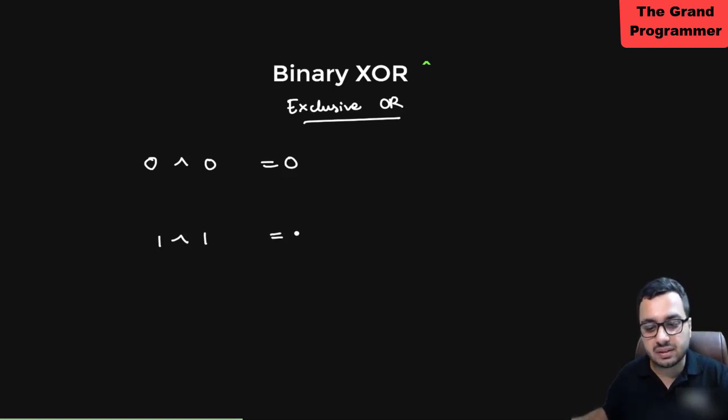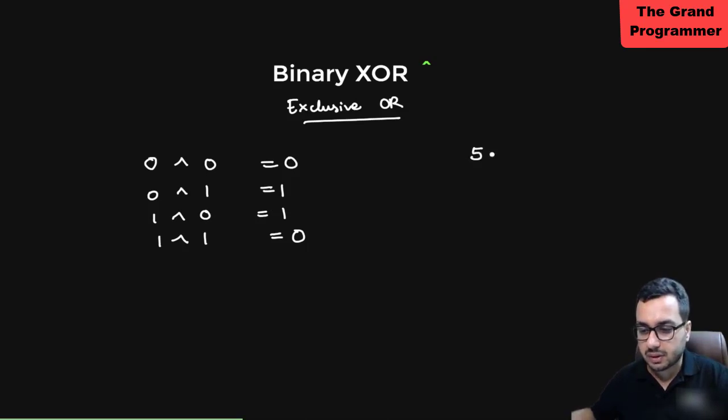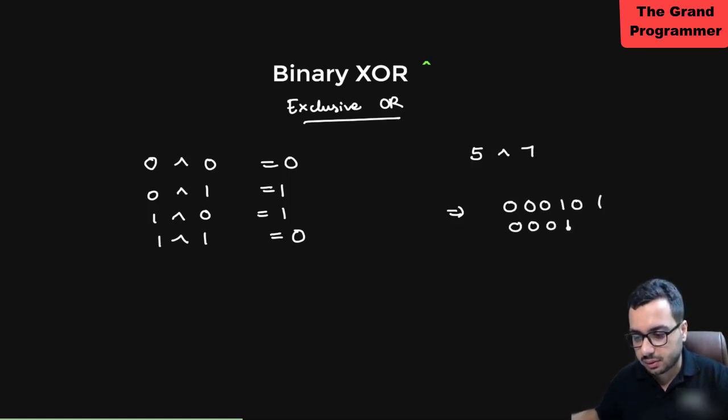So if both the bits are same, the result is 0. Otherwise, if both the bits are different, then the result is 1. So if I show you, maybe if I do 5 XOR 7, so 5 is what? 5 is 000101, and 7 is 000111.